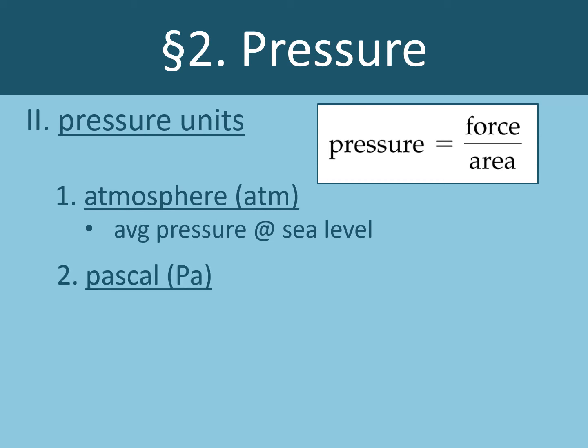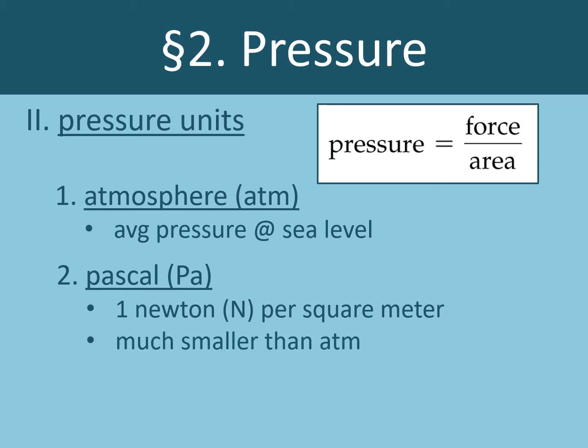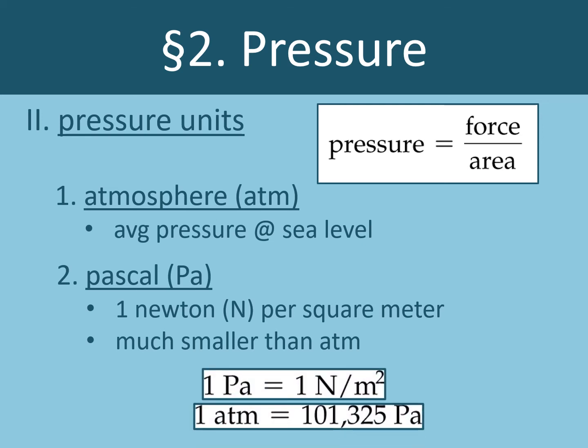Next is the Pascal, abbreviated capital P, little a. Remember, pressure is calculated by taking the force and dividing it by the area. A Pascal is calculated with units of newtons for force and square meters for area. So a Pascal is equal to 1 newton per square meter. Units of pascals are much smaller than atms. 1 atm is equal to 101,325 pascals.